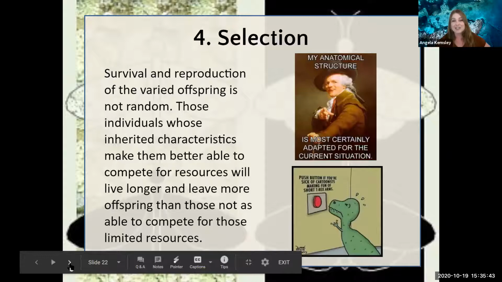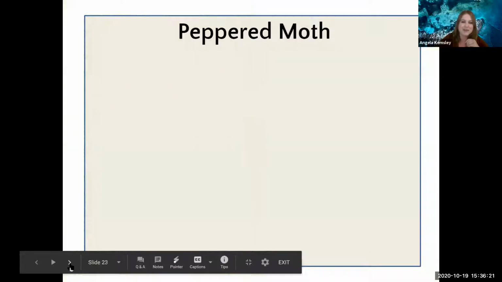And so then comes selection. So organisms have a bunch of babies. Those babies have heritable variations, but survival is restricted by the amount of resources available. So the question becomes, who survives? That's where selection comes in. So survival and reproduction of those varied offspring is not random. Those individuals whose inherited characteristics, whose adaptations make them better able to compete for resources will live longer and, most importantly, have more offspring than those not able to compete for those limited resources. So that is natural selection in a nutshell.